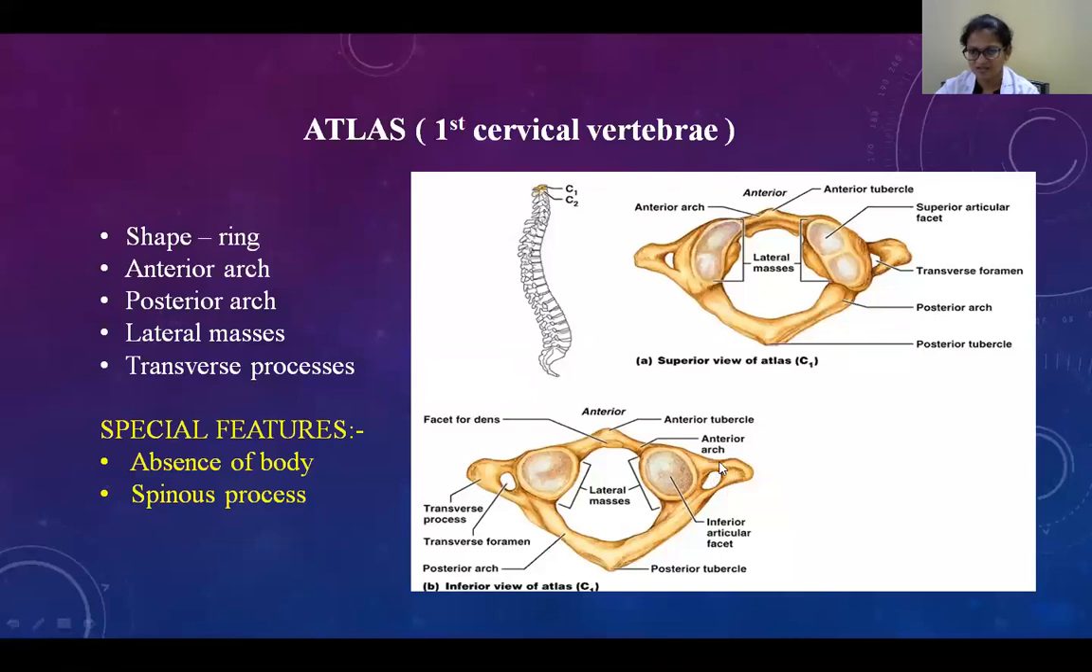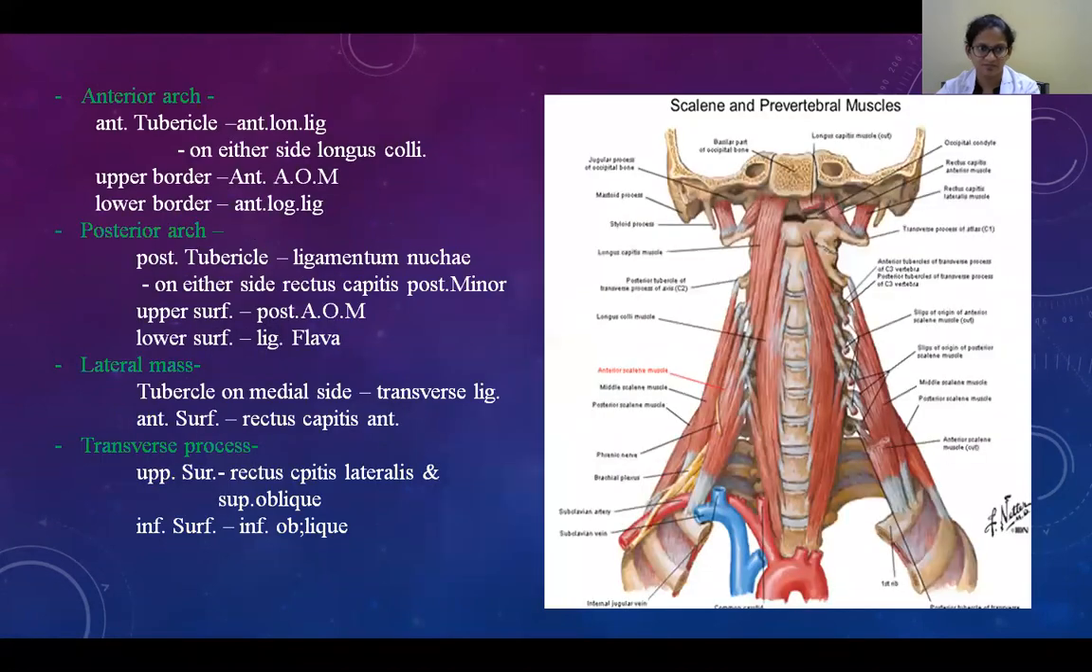These are the inferior articular facets, which are circular and flat. These are the transverse processes. We feel the transverse process in between the angle of the mandible and the mastoid process. This is about the first cervical vertebra. It is also called the atlas.